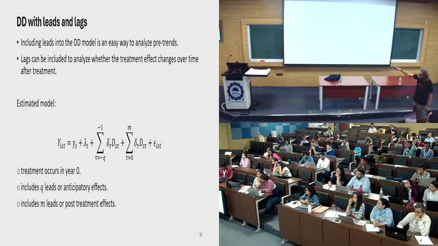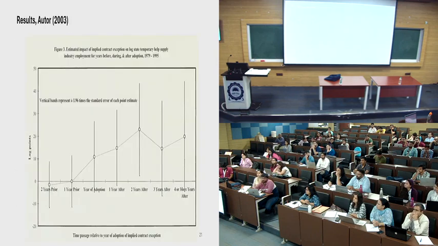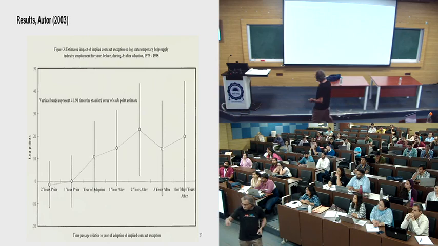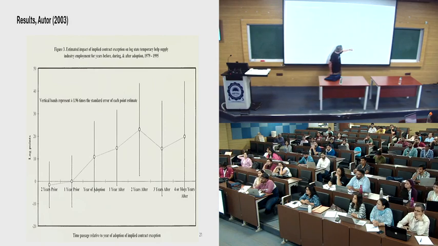Q leads capture the anticipatory effect, right? What could happen? And then M lags are nothing but the post-treatment effect. Clear? Fine? This is the way, I recall that paper pretty well. So I remember 2 years and 1 year. So that is the 2 years prior, what has happened? 1 year prior, what has happened? Then this is the year of adoption. Then 1 year after, 2 years after, 3 years, 4 or more years after.